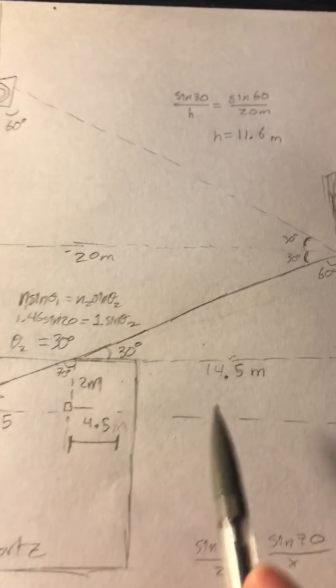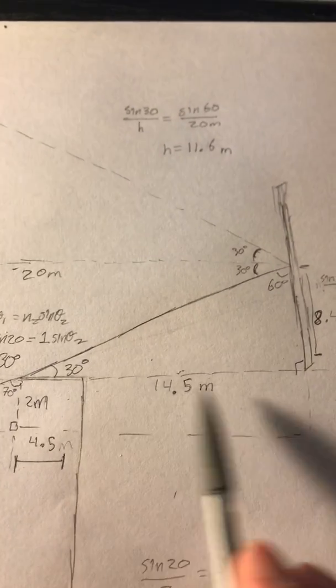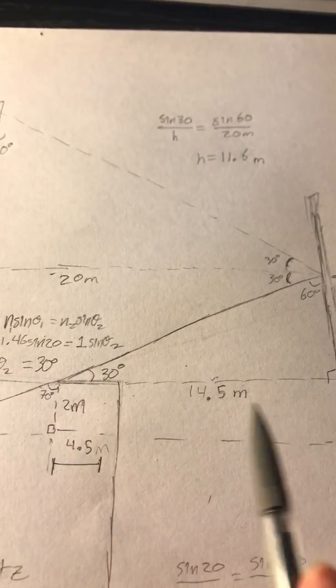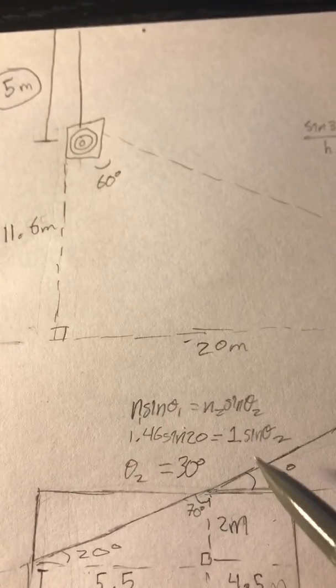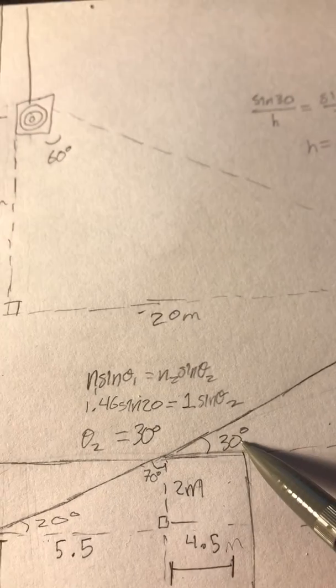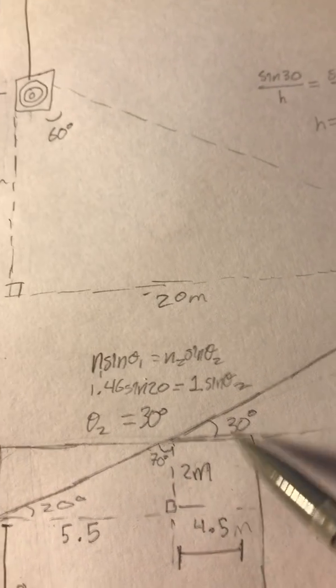So we can add those two numbers together, and we know that this length of our triangle is going to be 14.5 meters. And again, we solve using Snell's law to find the new angle of refraction once the light leaves the cube and goes back into the air.